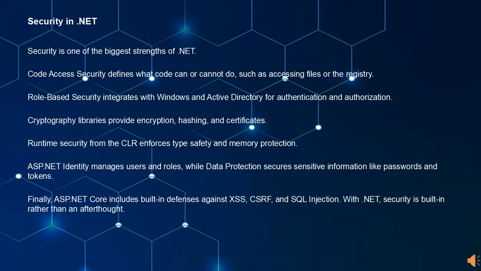Five, runtime security, where the CLR ensures type safety, prevents buffer overflows, and enforces memory safety. Six, ASP.NET Identity, a framework for managing users, roles, and authentication in web applications. Seven, data protection, which protects sensitive data like passwords, tokens, and cookies. Eight, web application security. ASP.NET Core has built-in defenses against XSS, CSRF, and SQL injection. Nine, with .NET, security is built in rather than an afterthought.